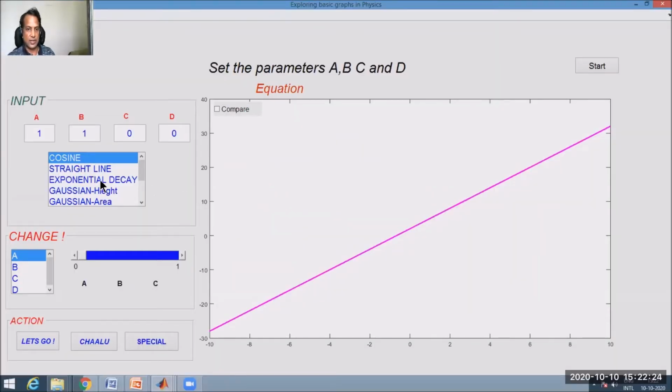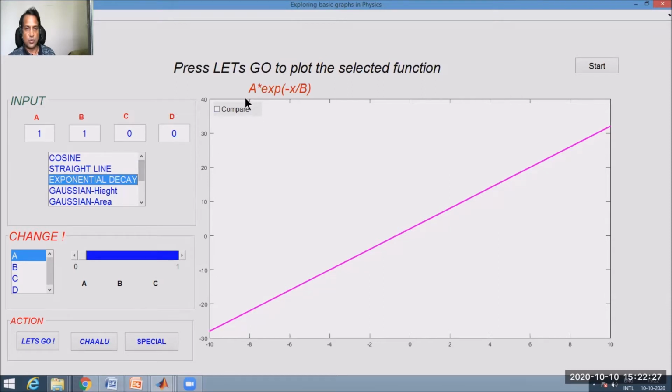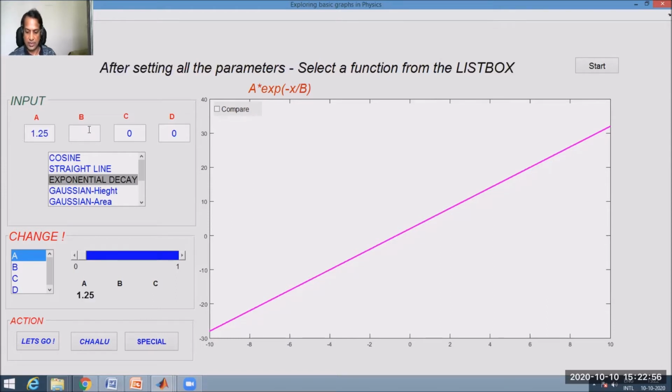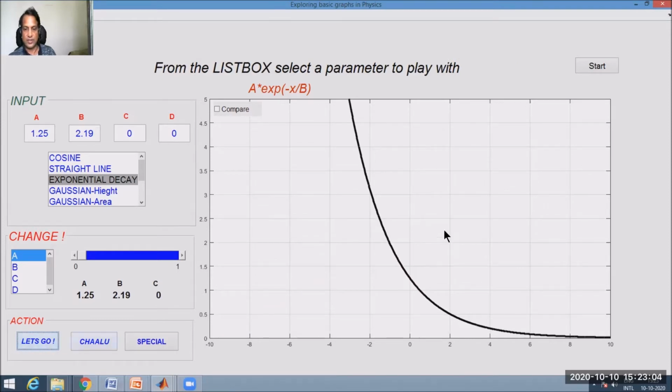So let us select the exponential decay. Since there are two parameters, now remember in the discussion we have used some other parameters, exponential minus t by tau, but in this simulation, x is the independent parameter which will be plotted on this axis, and y will be plotted on this. So the function which we are going to use is a exponential minus x by b. Let us give some initial parameters: 1.25 for a and 2.19 for b.